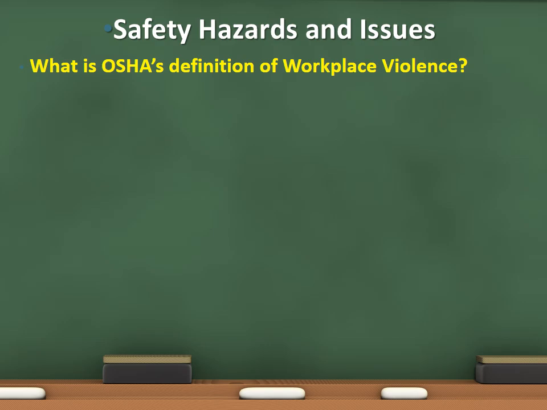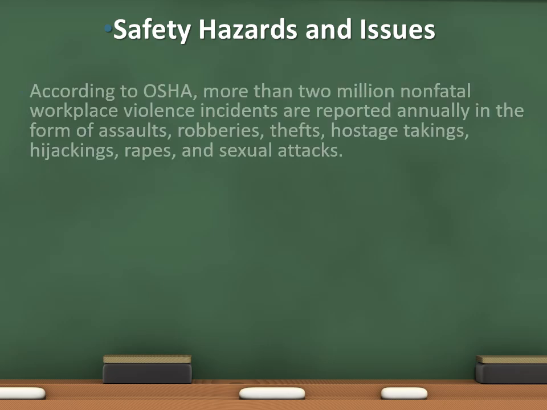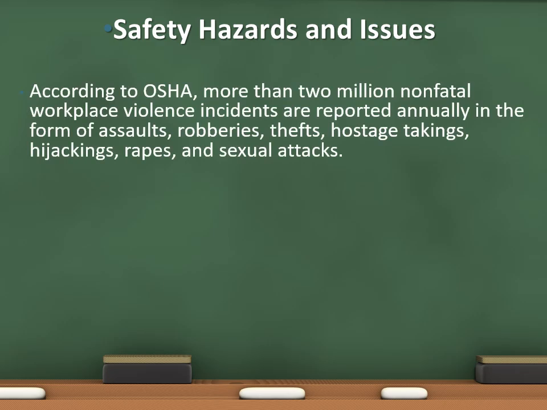Workplace violence. Yes, OSHA covers that too. It means any physical assault, threatening behavior, or verbal abuse occurring in the work setting, including, but not limited to, beatings, stabbings, suicides, shootings, rapes, near suicides, and any psychological trauma such as threats, obscene phone calls, an intimidating presence, or harassment of any nature, such as being followed, sworn at, or shouted at. According to OSHA, more than 2 million non-fatal workplace violence incidents are reported annually in the form of assaults, robberies, theft, hostage-taking, hijackings, rapes, and sexual attacks.